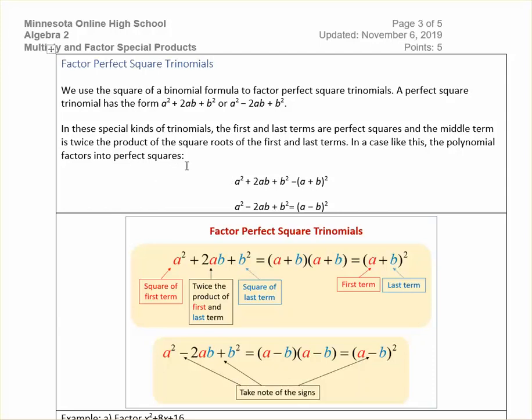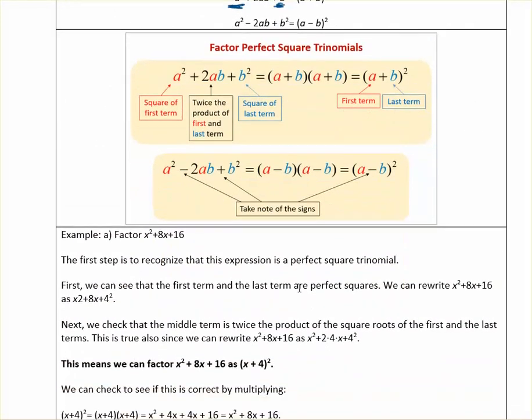So these are, if you have a trinomial, a squared plus 2ab plus b squared, so that the middle term is 2 times a times b. That's the tricky part to check. And the first term is something squared, and the last term is a perfect square. Then we can use this formula to factor it more quickly. Let's look at an example.